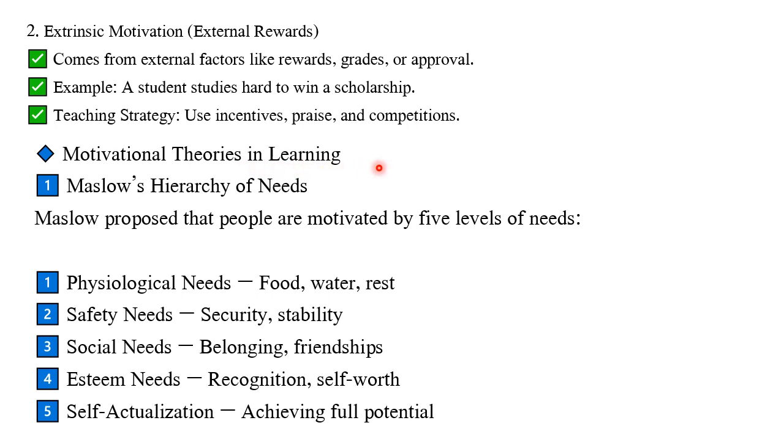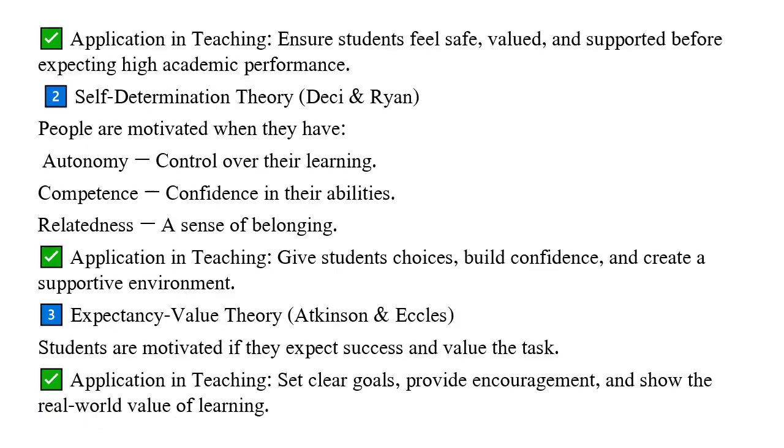Motivational theories in learning: Maslow's hierarchy of needs. Maslow proposed that people are motivated by five levels of needs. First one is physiological needs. For example, they need food, water, and rest. Safety needs: they need security and stability. Social needs: belonging and friendship. Esteem needs: recognition and self-worth. Fifth one is self-actualization, achieving full potential. Application in teaching: ensure students feel safe, valued, and supported before expecting high academic performance.